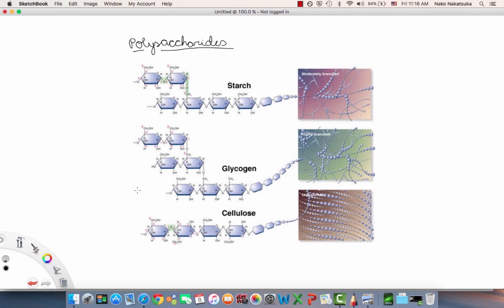So finally, we talk about polysaccharides, where the hydrolysis of polysaccharides yields many monosaccharides, because it's the combination of many monosaccharides joined together by different bonds. And so the glucose polymers include starch, glycogen, and cellulose. So all of these are repeating units of glucose molecules that are joined by glycosidic bonds. And so let's look at starch, which is moderately branched. So starch is used for energy storage for green plants.